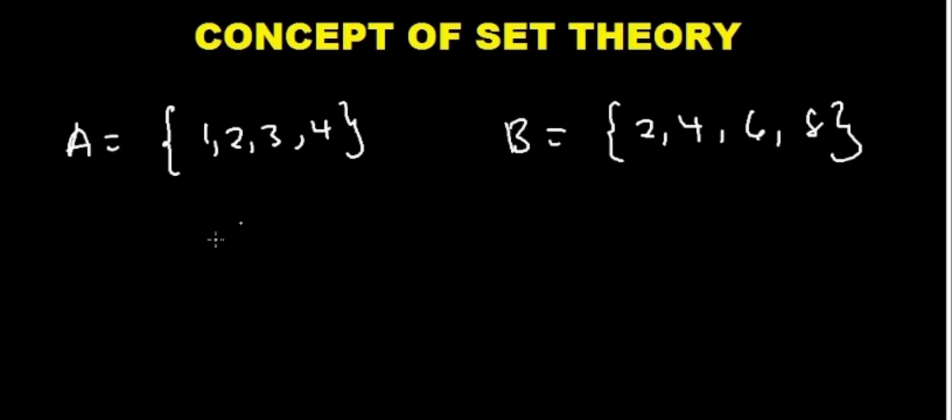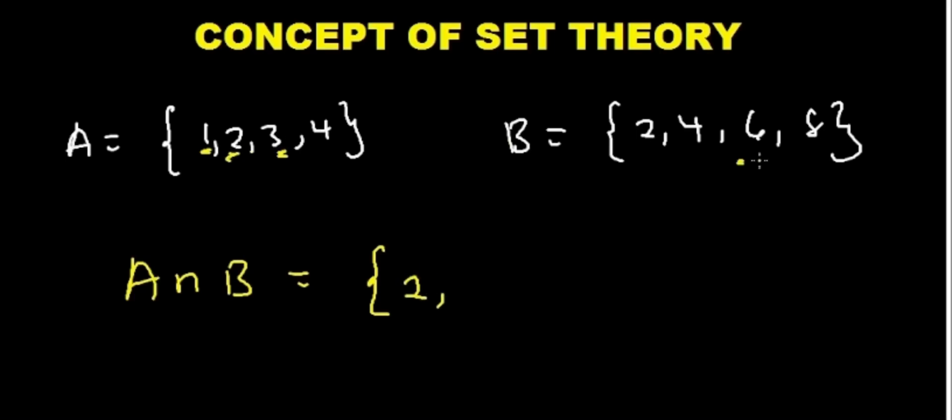Now, intersection. That means A intersection B. It means what can you see in A that you can also see in B? You have 1 here. Do you have 1 here? No. You have 2 here. Do you have 2 here? Yes. So 2 is common. You have 3 here. Do you have 3 here? No. You have 4 here. Do you have 4 here? Exactly, yes. You have 6 here. Do you have 6 here? No. 8 here? No. So A intersection B is 2, 4. Very, very simple. Just find something common in A and B and write it down. That's intersection of 2 sets.